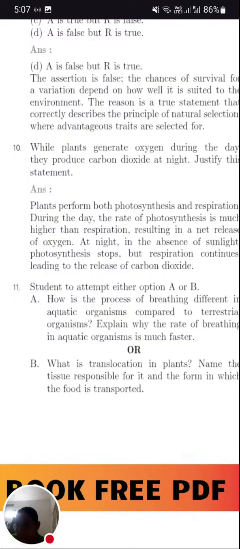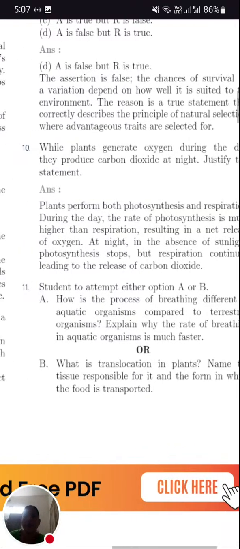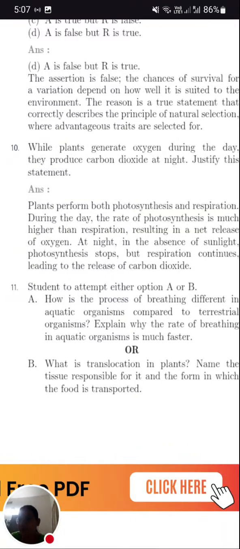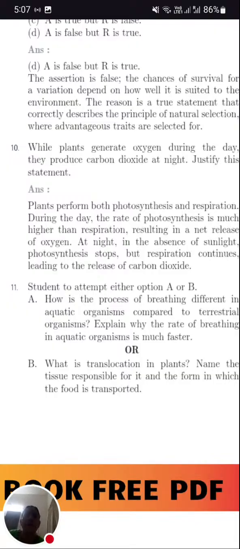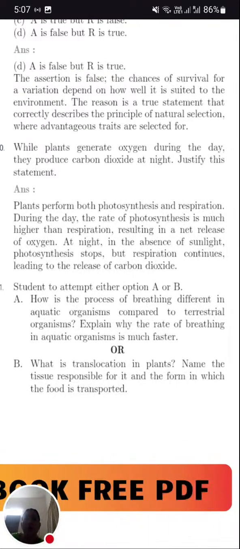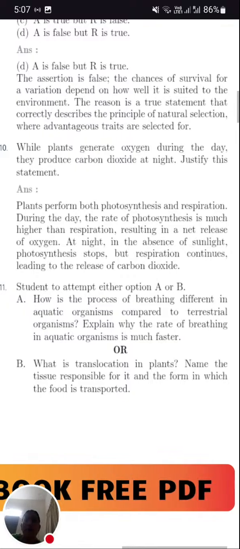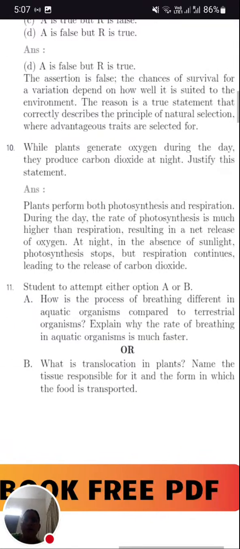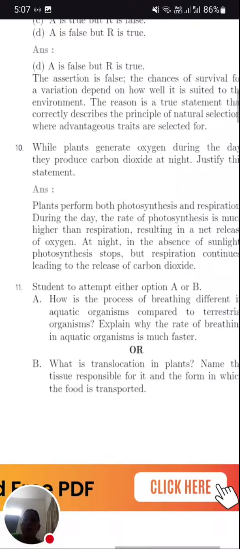Now the next question. So is it clear to all? So how respiration and the release of oxygen and carbon dioxide are interrelated. 11th question: students to attempt either option A or B. How is the process of breathing different in aquatic organisms compared to terrestrial organisms?